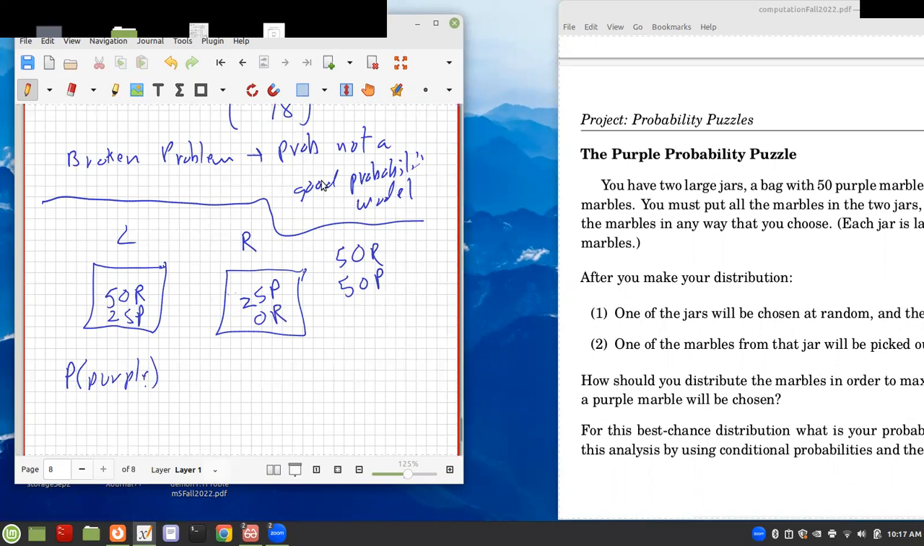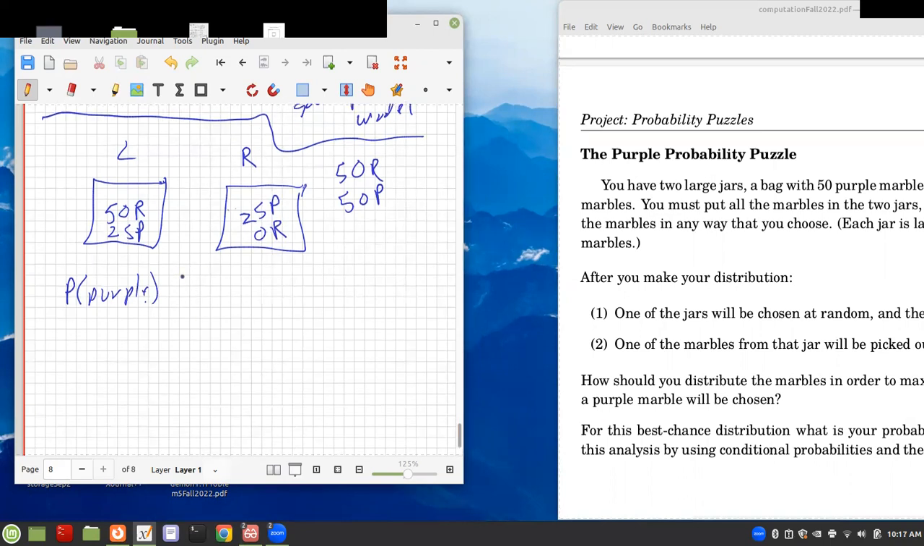Okay, let's see our events in our sample space. We can divide into left and right. This is the event where I chose a marble from the left side. This is the event where I chose a marble from the right side. So this is going to be the probability that it's purple given the left, times the probability of the left.